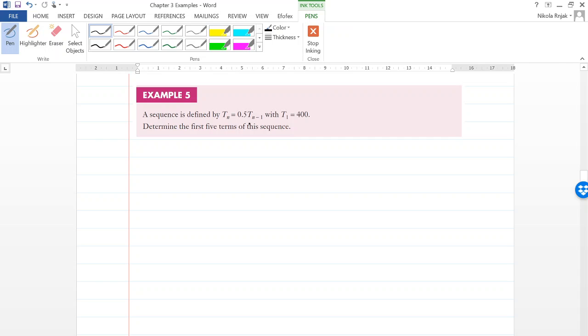Which is just another way of saying that to get the next term, you multiply the current term by half. Okay, so again, this could have been written as t of n plus 1 is equal to 0.5 t of n, with t of 1 being 400. Okay, it means exactly the same thing. It's just written in a different form. Okay, so determine the first 5 terms of this sequence. So we know that term 1 is given to us, it's 400.